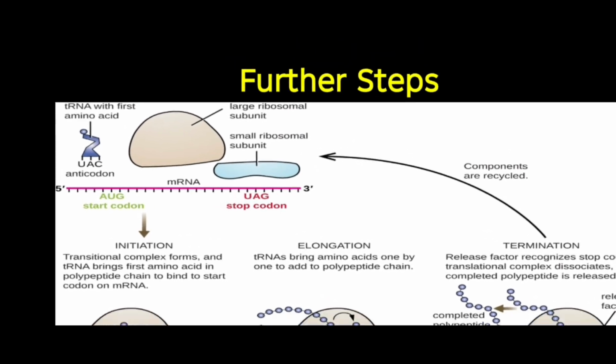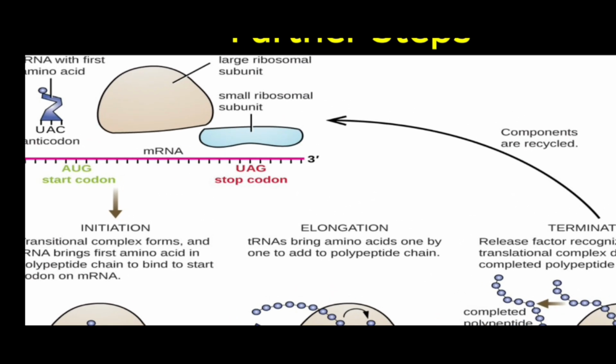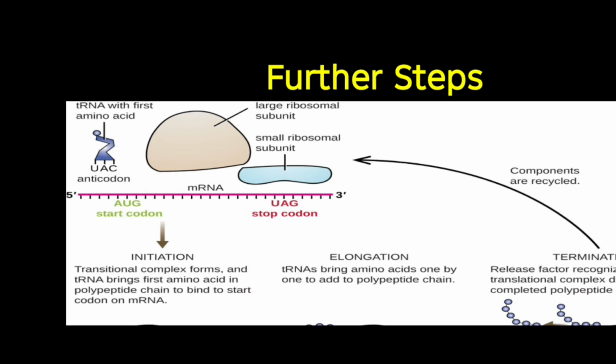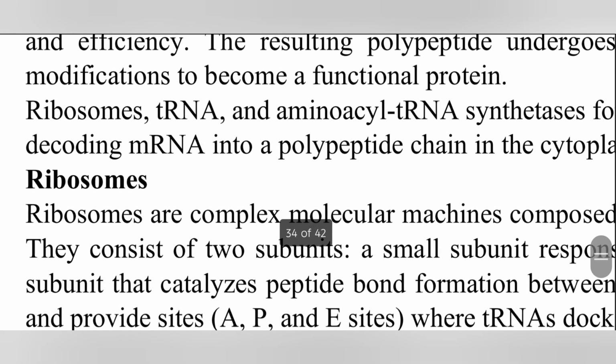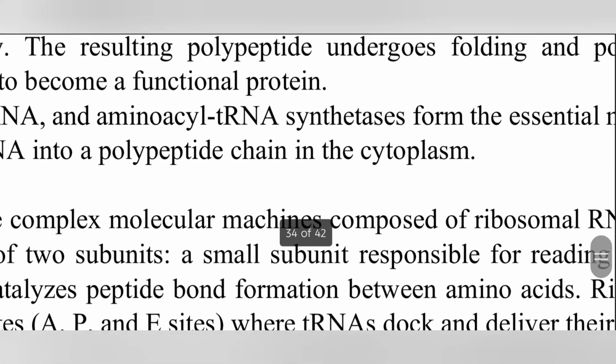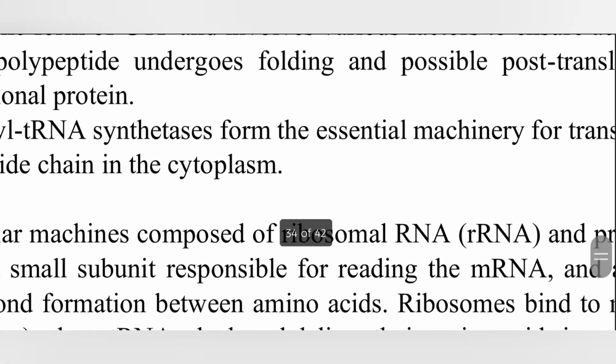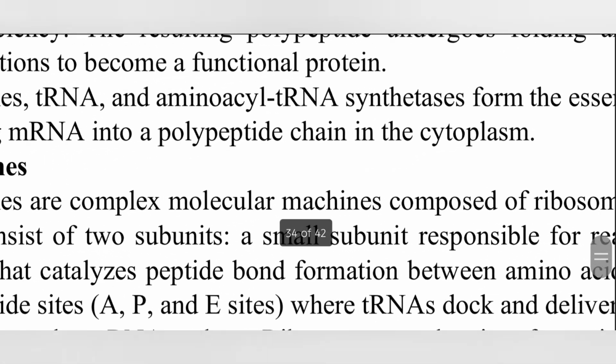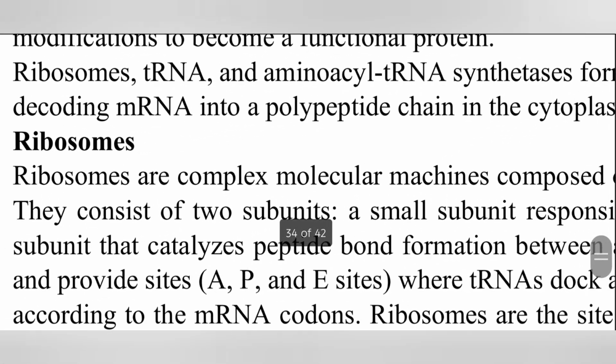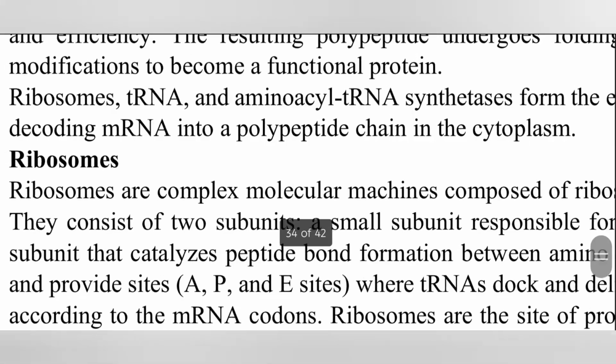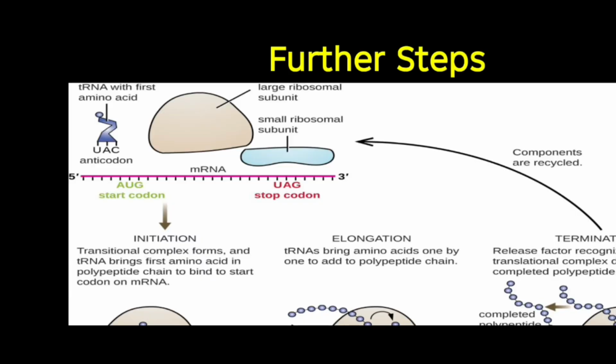So this is a structure showing the general steps of protein synthesis. In order to synthesize proteins, we have a need of certain machinery, certain components inside the cell. Ribosomes, transfer RNA and aminoacyl transfer RNA synthetase form the essential machinery for translation, decoding messenger RNA into a polypeptide chain in the cytoplasm for the purpose of protein synthesis.